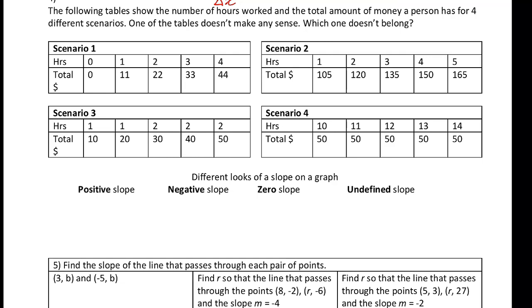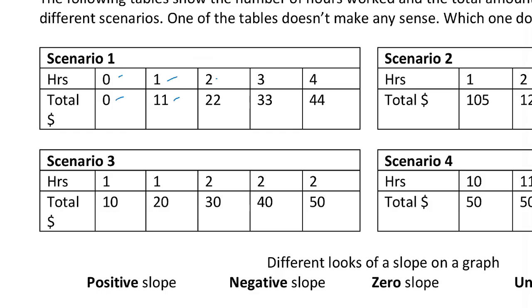Alright, let's look at the different tables. In scenario 1, you have 0 hours worked, you have $0. 1 hour, you have $11 after an hour. 2 hours, you have 22. 3 hours, you have 33. 4 hours, you have 44. So it looks like this person is making $11 per 1 hour. So that's the slope, that's the rate of change. So if you have a job and you tell someone you make $11 an hour, really what you're telling them is the slope. So that looks okay.